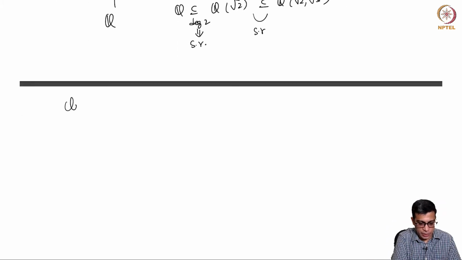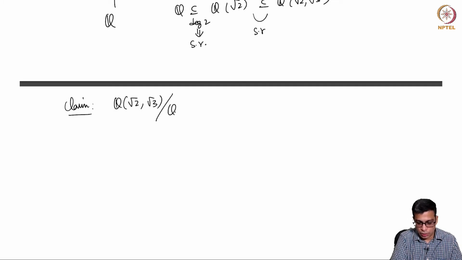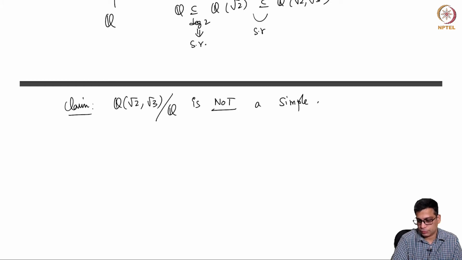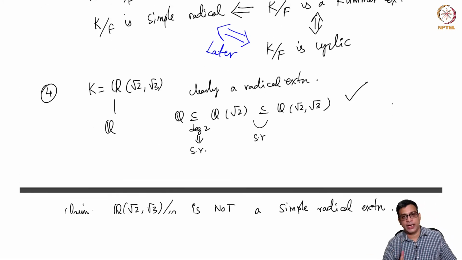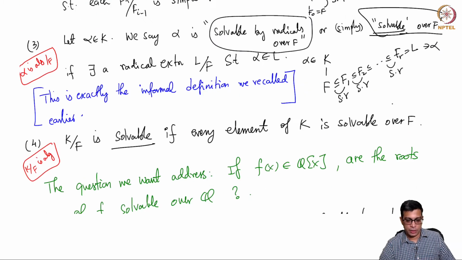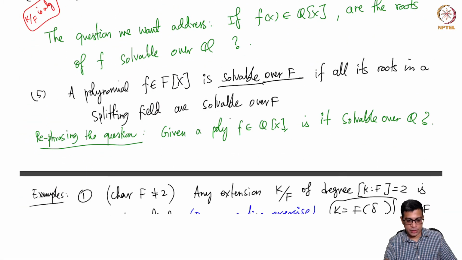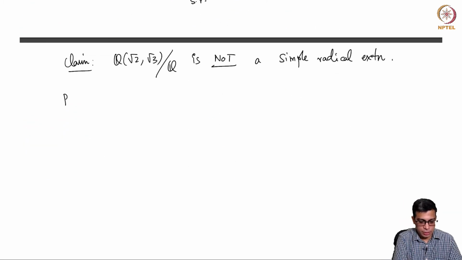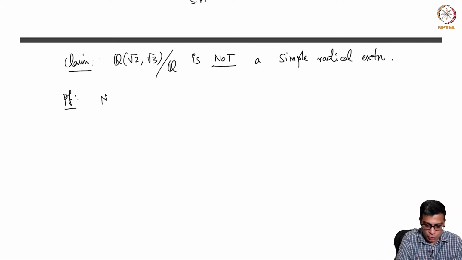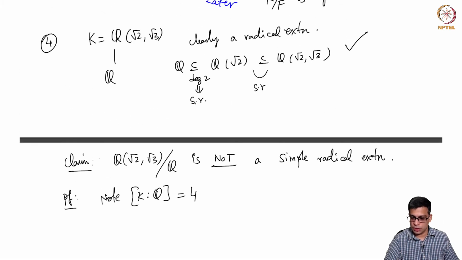But the claim I want to now prove is that Q(root 2, root 3) over Q is not a simple radical extension. It is a radical extension of course, because there is a tower of simple radical extensions like this, but it is not generated by a single radical. Why is this? Okay, this is a nice proof. So note [K:Q] is 4 of course, that we know because each of these is degree 2.